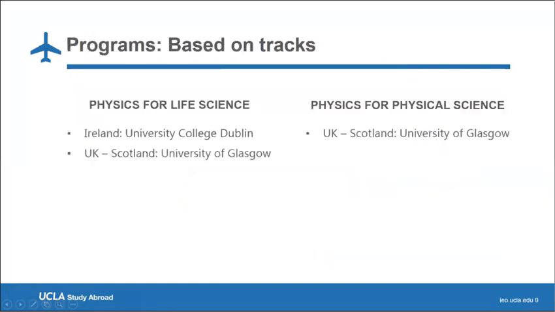If you're interested in satisfying the physics for life science track, you have the option to choose from the 2 options. So that would be University College Dublin and University of Glasgow. We do also offer the physics for physical science track, but this is only offered at the University of Glasgow. There's only one option for the physical science track.